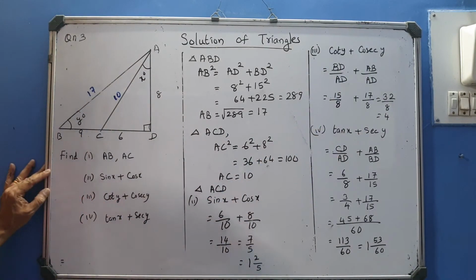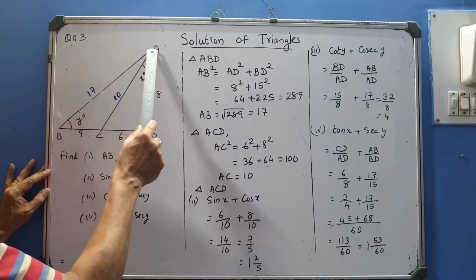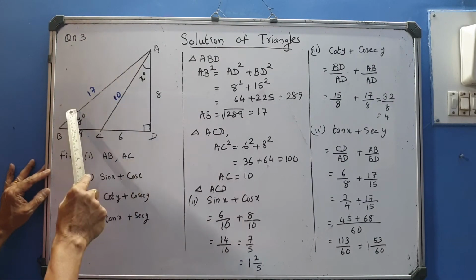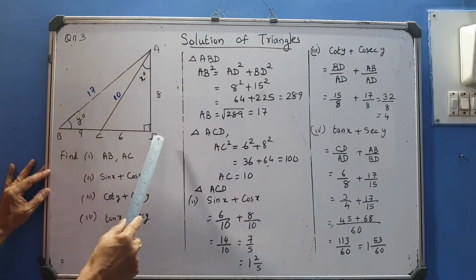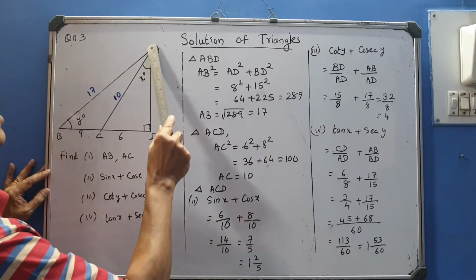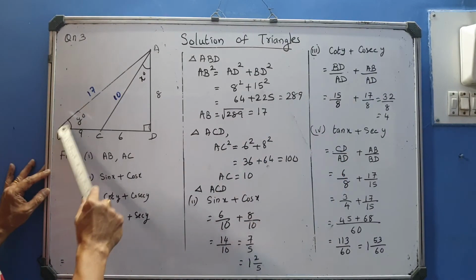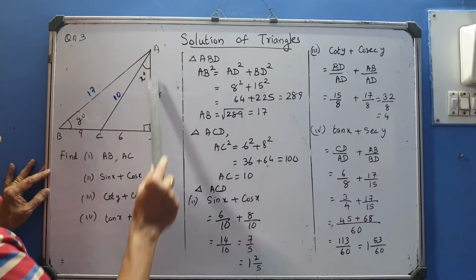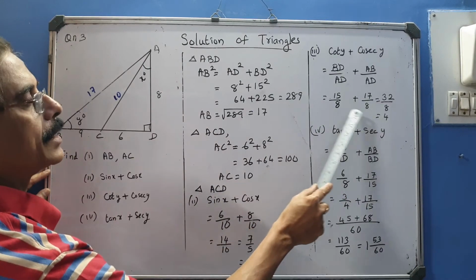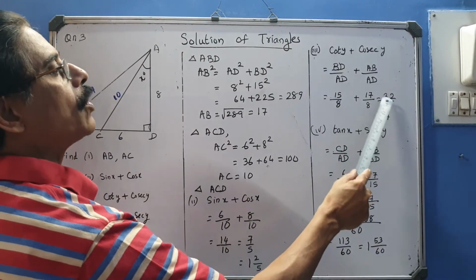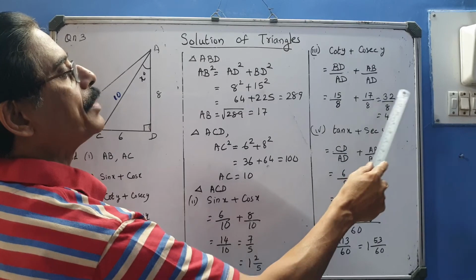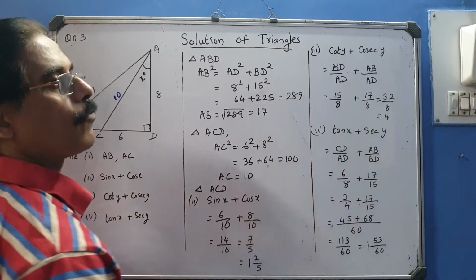Cosec y is the reciprocal of sin y. So sin is opposite by hypotenuse, so this will be hypotenuse by opposite. Hypotenuse is AB and opposite is AD. So AB by AD. AB is 17 and AD is 8. So 17 by 8. Again LCM is 8, so we have 15 plus 17, 32 by 8, which gives you 4.